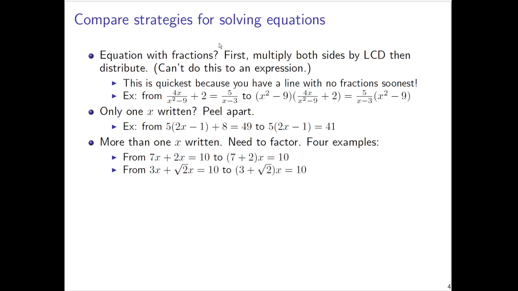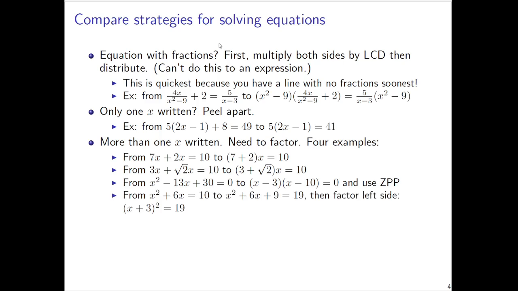If you had 3x plus root 2x equals 10, you should just factor out the variable x. If you have a quadratic, there's likely the case that you have x written multiple times, so x squared minus 13x plus 30 equals 0. Then you can factor the left side. x minus 3 times x minus 10 equals 0. So again, factoring is the thing that helps. You then after that would use the zero product property.